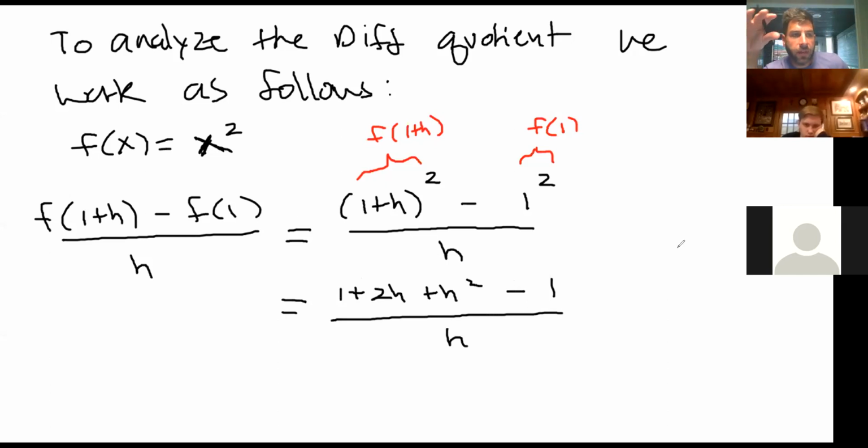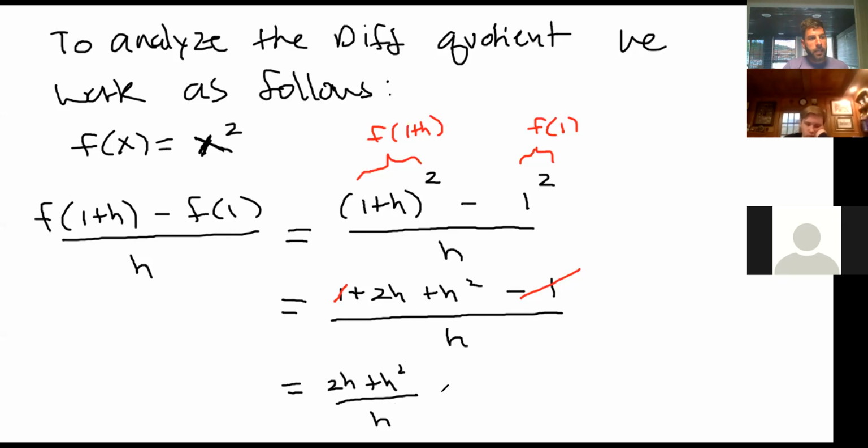Now, a pretty fascinating thing happens when you do it this way: everything that doesn't have an h will add up to 0. What you'll notice is that I have a positive 1 here, and that cancels with this negative 1. And so I am left with 2h plus h squared.